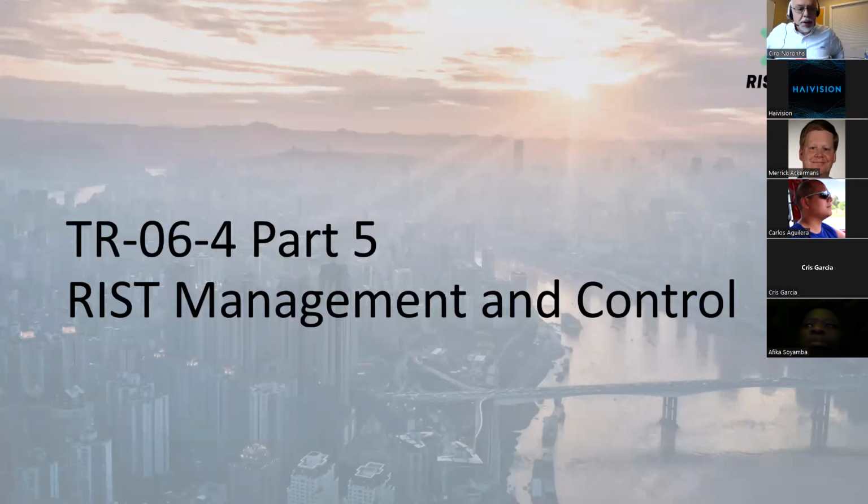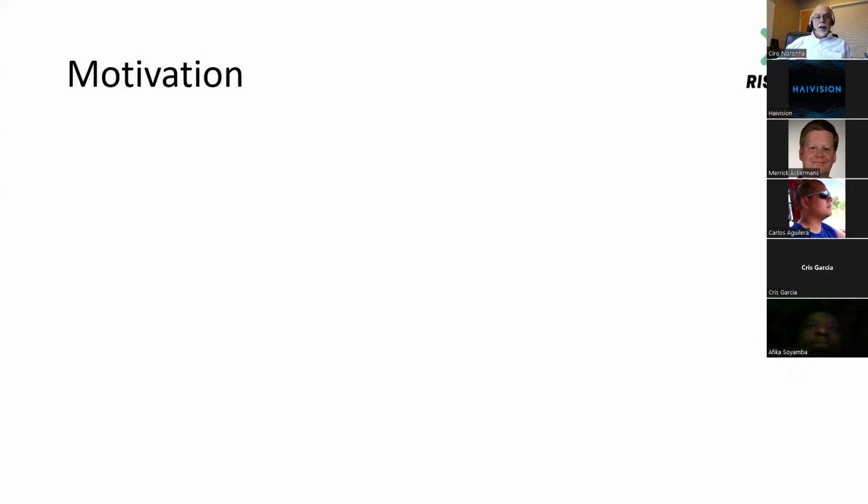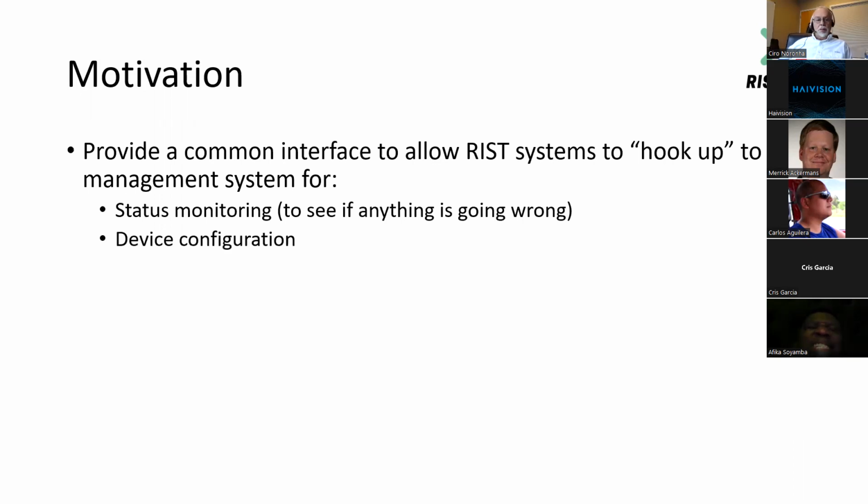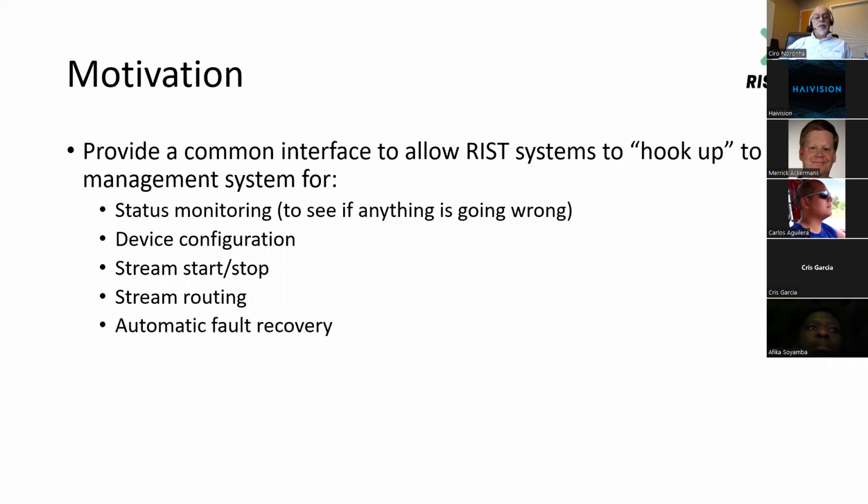And now we come to the interesting one, TR-64 Part 5, which is risk management and control. And I am not going to talk a lot about this because we haven't done a lot about it yet. Again, let's start with our motivation. Provide a common interface to allow these systems to hook up to a management system for status monitoring. See if anything is going wrong. Device configuration, release the automatic configuration, stream start stop, stream routing. Can I connect this guy to that guy? Automatic fault recovery.